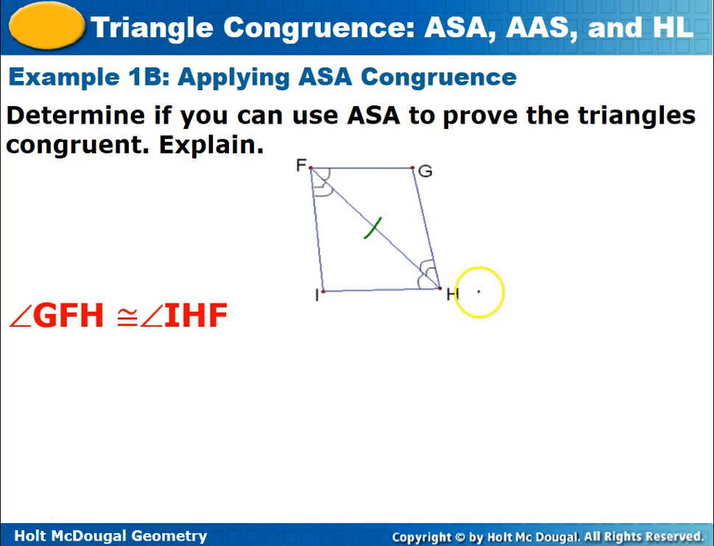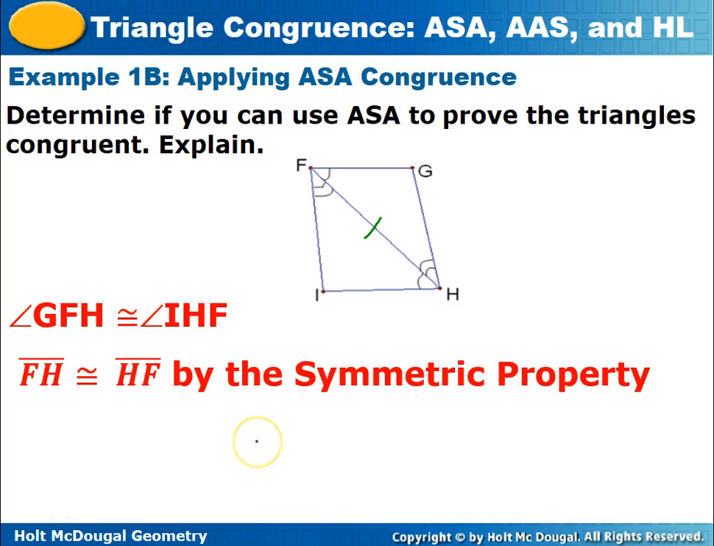Then we're going to talk about our side. Now I want you to notice something when we talk about this side. Whether we say FH or HF, I want you to notice when we talk about this triangle on the left, we go from 1 to 2 and it's going up. And when we talk about the triangle on the right, we go from 1 to 2 and it's going down. We're not moving the same direction across that side. So in this case, we would be using the symmetric property because we're not moving the same direction across that shared side.